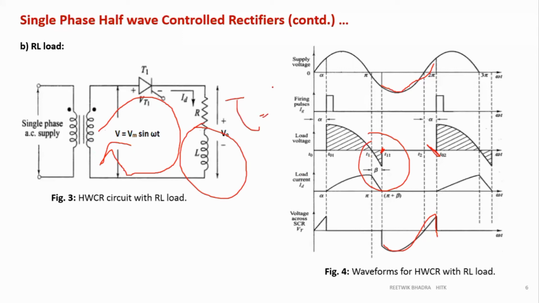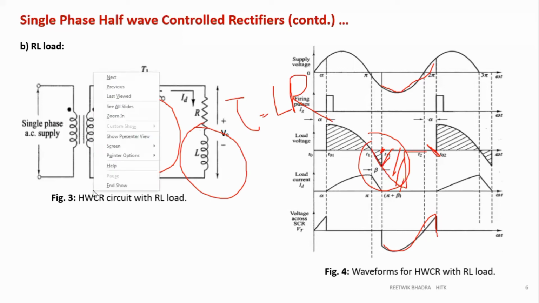Tau is equal to L by R. It is all dependent upon your L by R value, how much time it will take. You can show it discharging up to this point also, not a problem. How much time you want to show, you can show, not a problem. Okay.